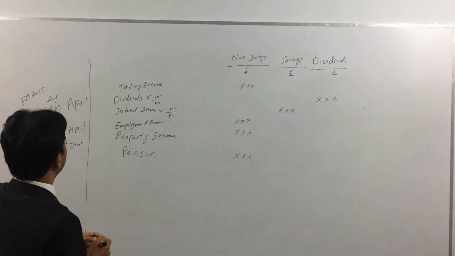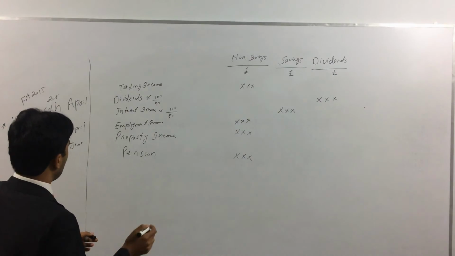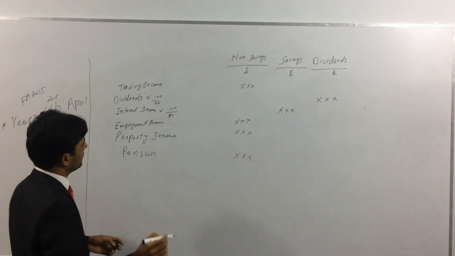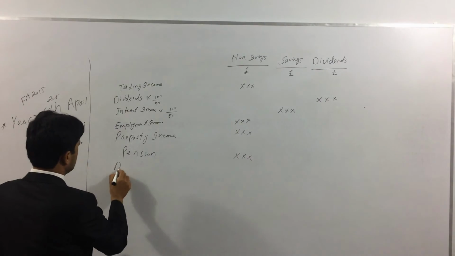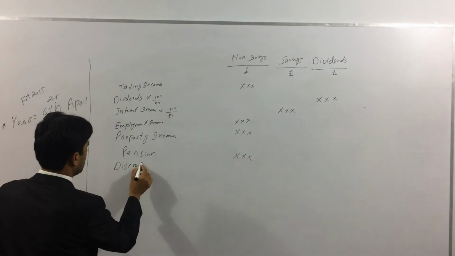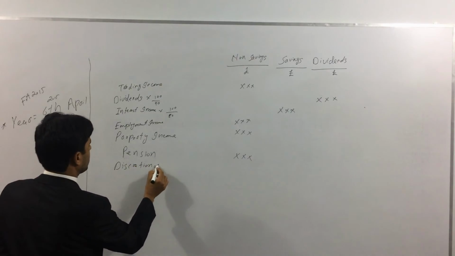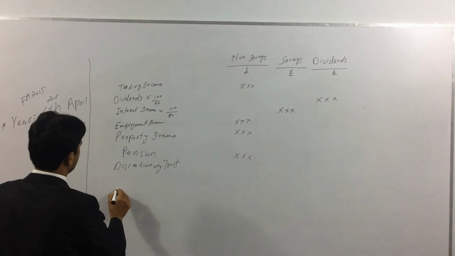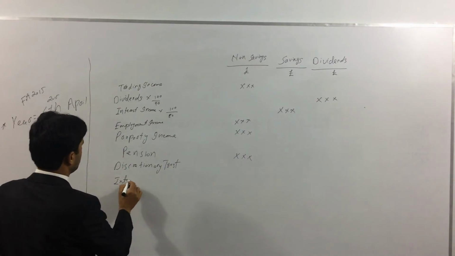Now, these are the sources of income as I listed: trading income, dividends, interest, employment income, property income, pension income, and there could also be income from different trusts. So there are two types of trusts: discretionary trust, you may see it in your notes, and the other is called interest in possession trust.